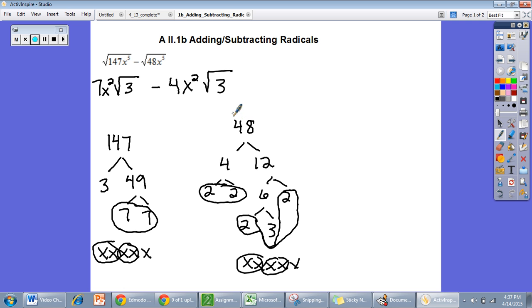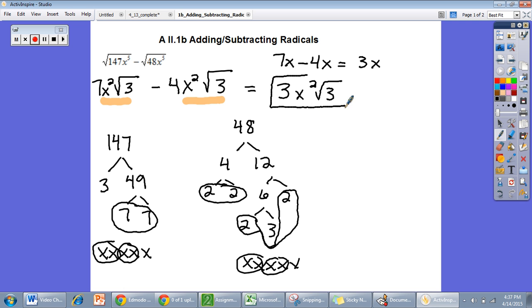So what I have to remember is that this whole part is like a variable from here to here. This is basically saying 7x minus 4x, which gives us 3x. But my variable ending is a lot more complicated. I have 7x squared times the square root of 3 minus 4. So I have 3x squared square root of 3 left. Okay, all of that remains the same because I'm just subtracting those.